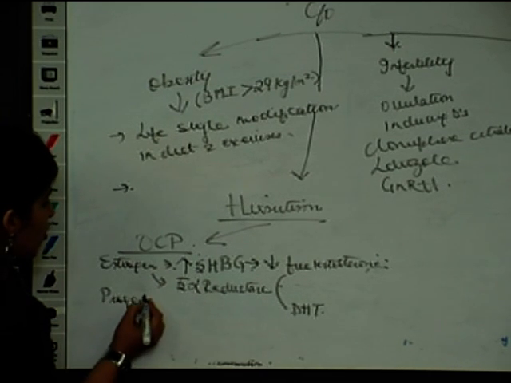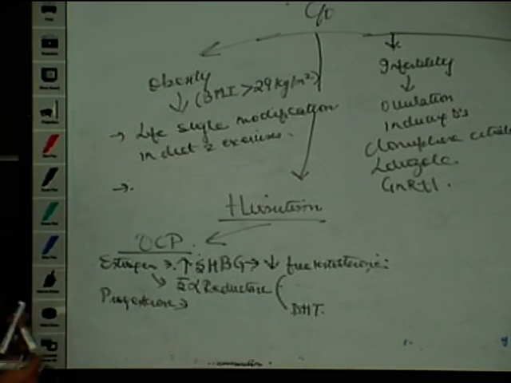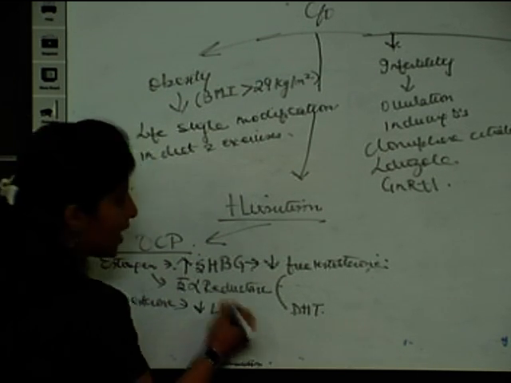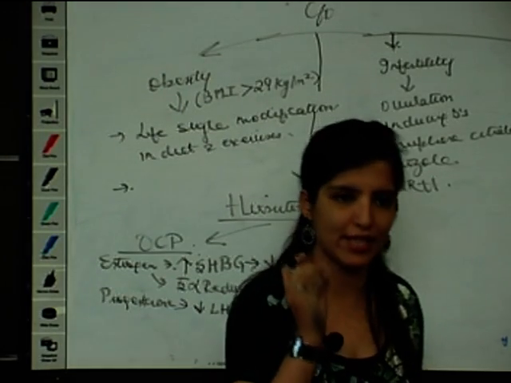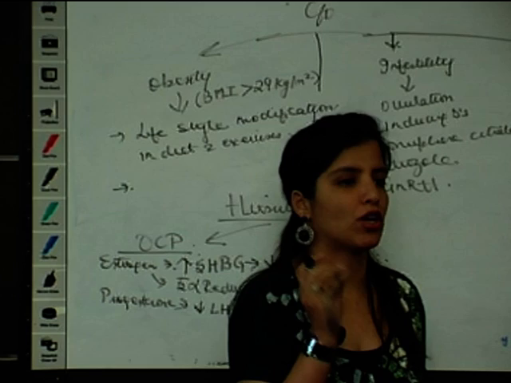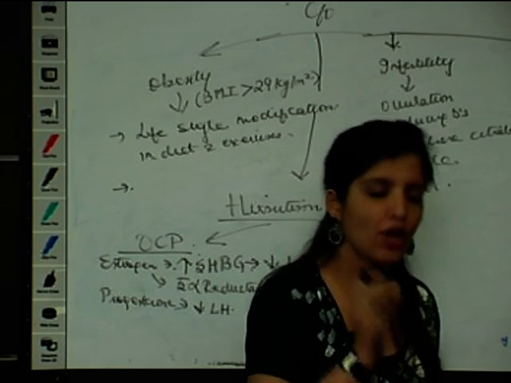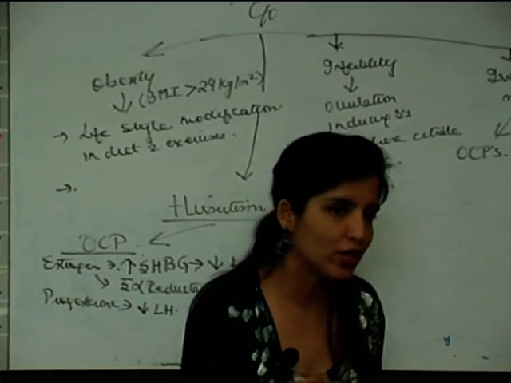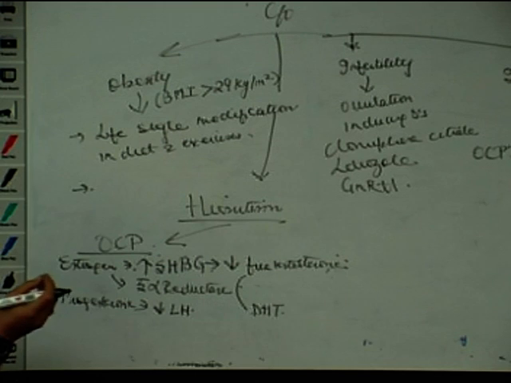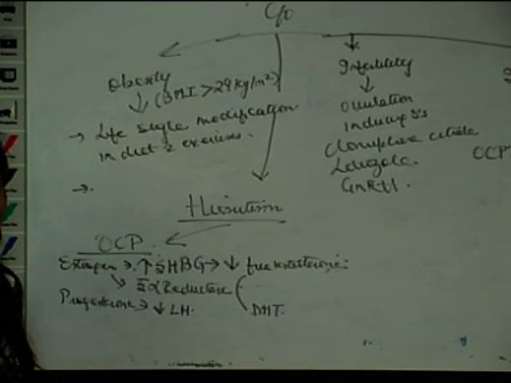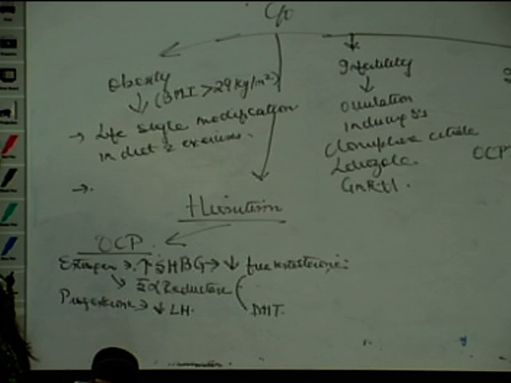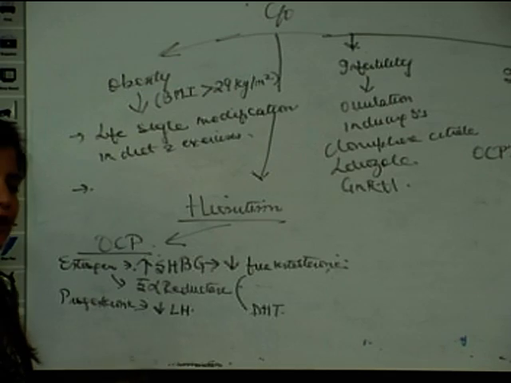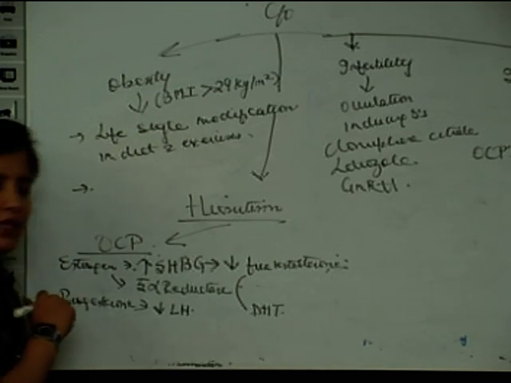The progesterone component of the oral contraceptive pills will decrease luteinizing hormone. In a normal menstrual cycle, estrogen has a negative feedback on FSH, whereas progesterone has a negative feedback on luteinizing hormone. So when this progesterone decreases luteinizing hormone, I told you luteinizing hormone is responsible for production of androgens from the theca cells. So the levels of androgen will automatically decrease. That is how oral contraceptive pills act.